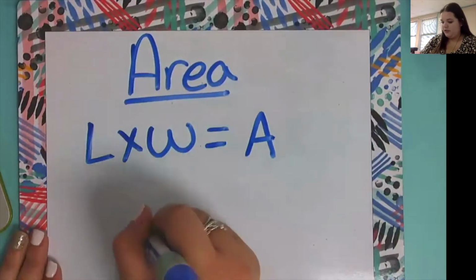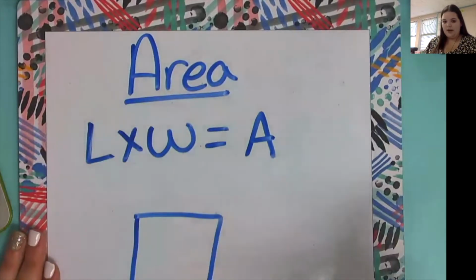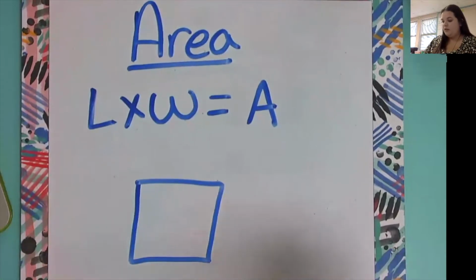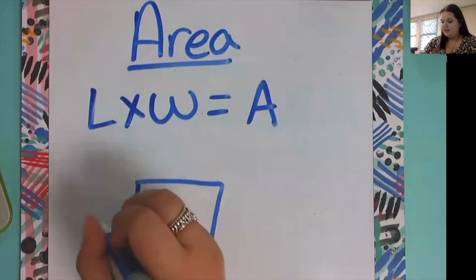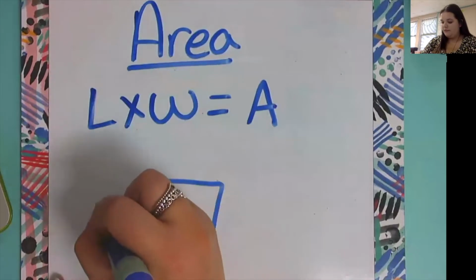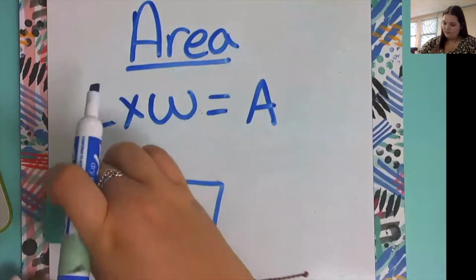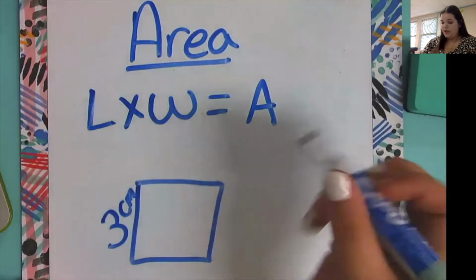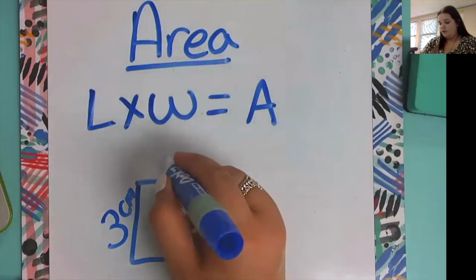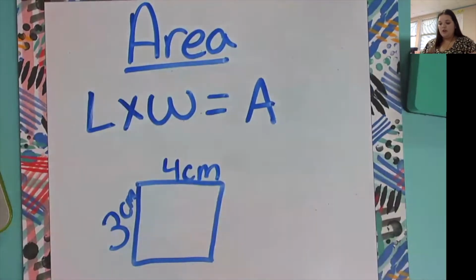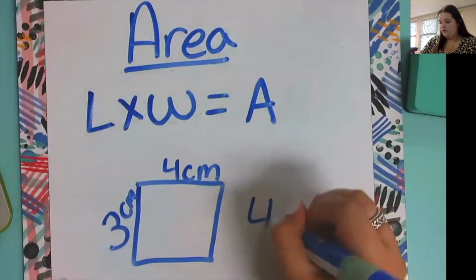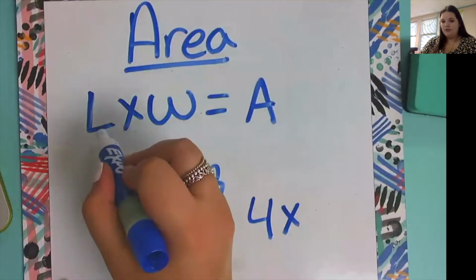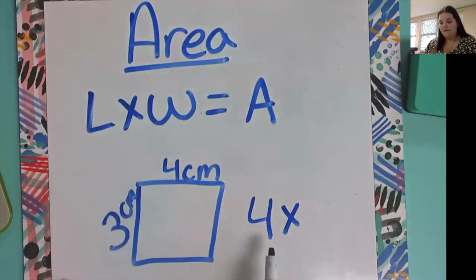So let's say we have this shape right here, which is not perfect, but it will do. We'll say that this measures 3 centimeters, and we'll say that this one measures 4 centimeters. What is the length of the shape? The length would be 4. You're going to plug it into your formula. So the length is 4, so you're going to do 4 times. What is the width?